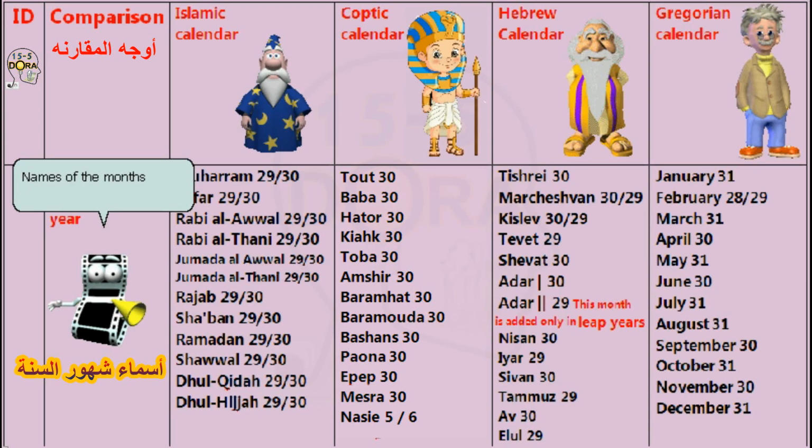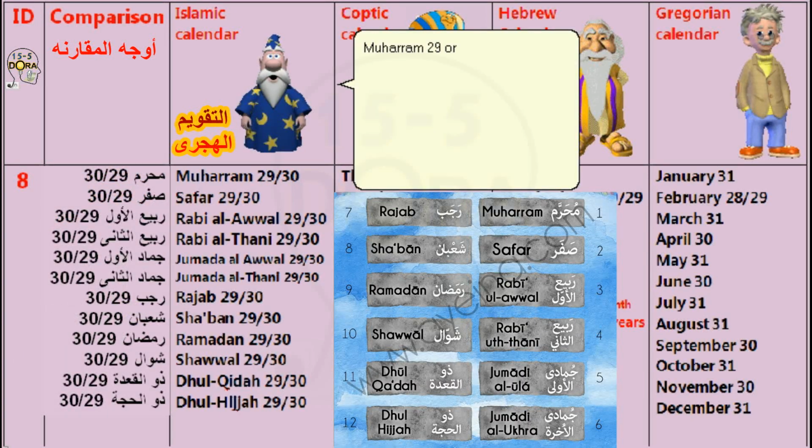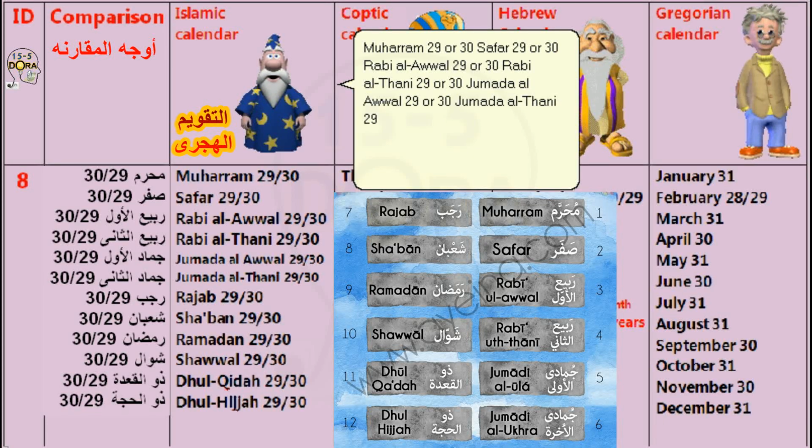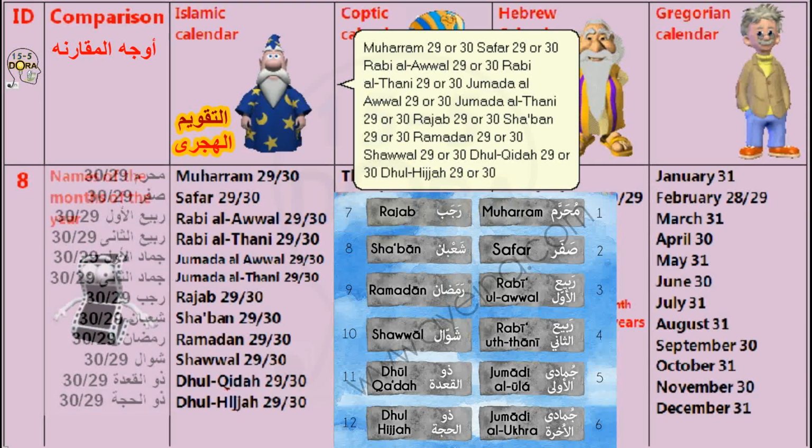8. Names of the months of the year. Islamic calendar: Muharram 29 or 30, Safar 29 or 30, Rabi al-Awwal 29 or 30, Rabi al-Thani 29 or 30, Jumada al-Awwal 29 or 30, Jumada al-Thani 29 or 30, Rajab 29 or 30, Shaban 29 or 30, Ramadan 29 or 30, Shawwal 29 or 30, Dhul Qa'dah 29 or 30, Dhul Hijjah 29 or 30.